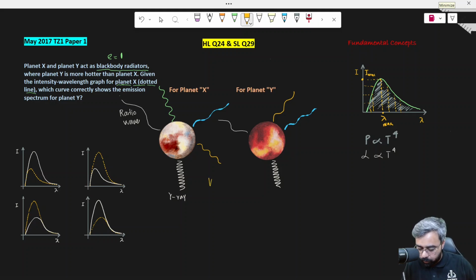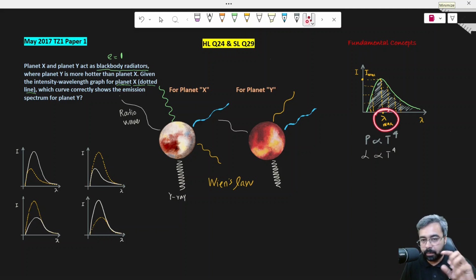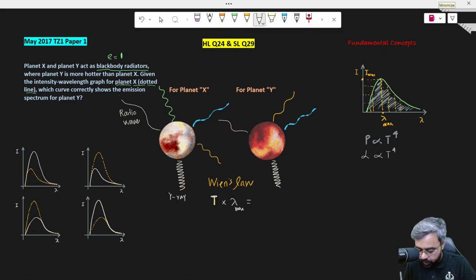Let's take advantage of Wien's law. Wien's law relates the temperature and the maximum wavelength, which I mentioned here. The maximum wavelength doesn't mean it has a maximum length; it means it is the light which carries the maximum energy. It says that the product of the temperature and the maximum wavelength is constant, and that constant is 2.9 times 10 to the power negative 3 meter Kelvin. So the maximum wavelength and the temperature are inversely proportional.